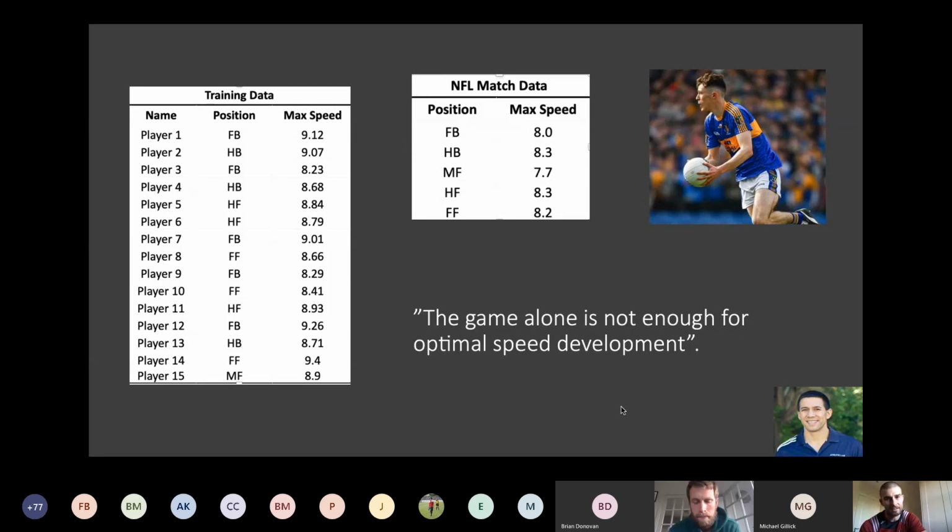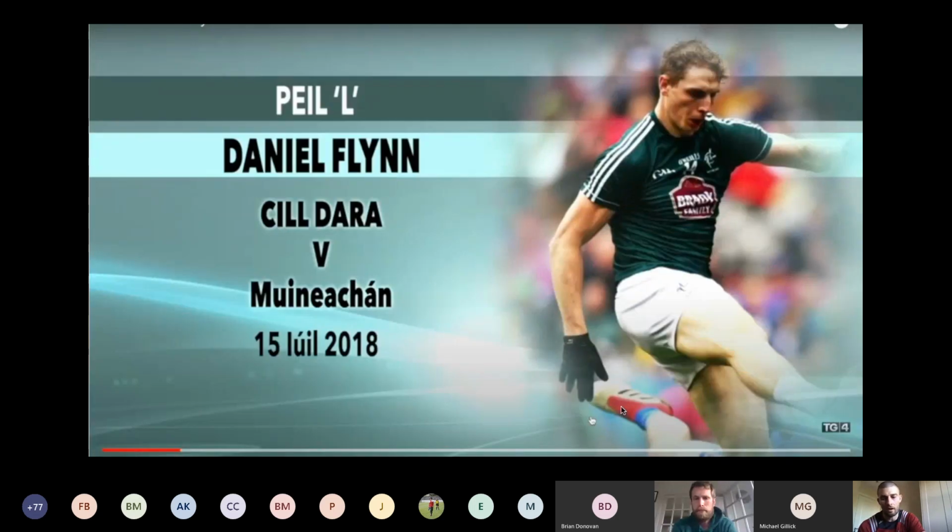We have to have an isolated stage to really expose them to true speed. Okay? Exactly. So that's the why.